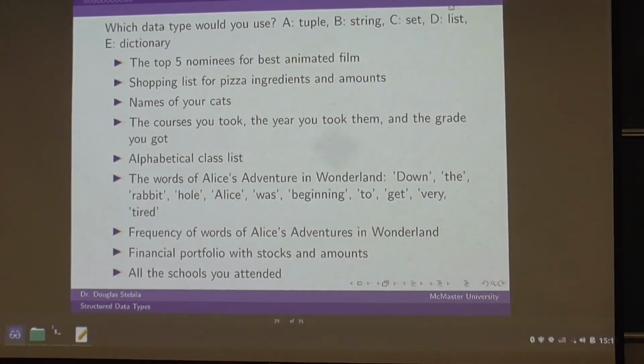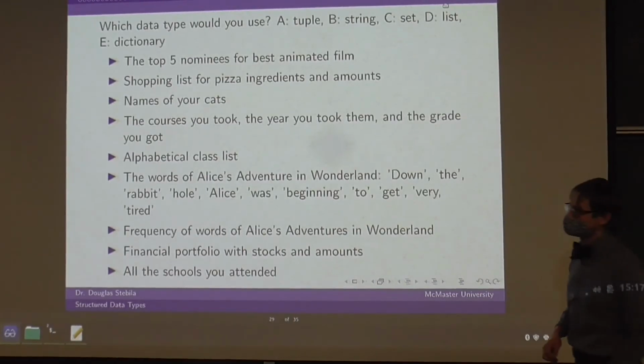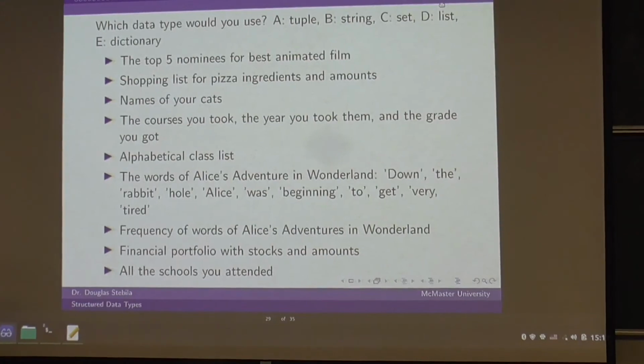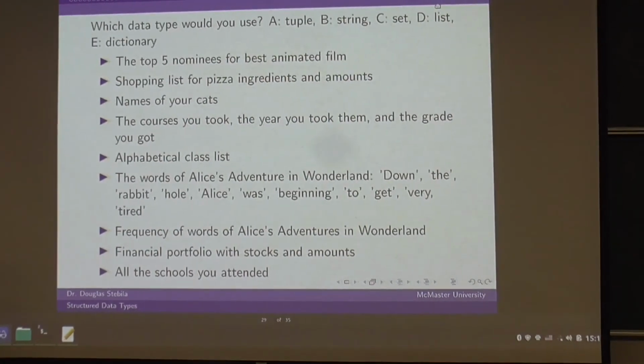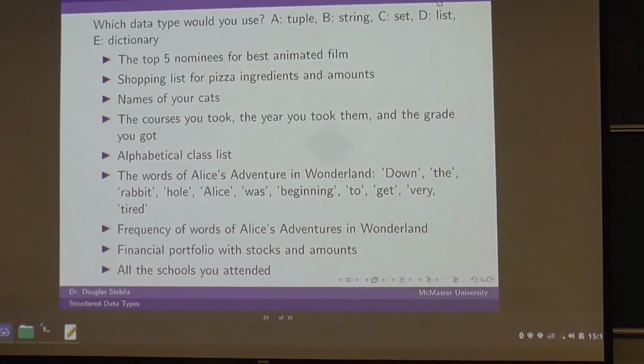Alphabetical class list. What do you think? Yeah. Sure, tuple. Perfect. At least past the add and drop date, because before that, you probably want a mutable data structure because it's going to change, right?